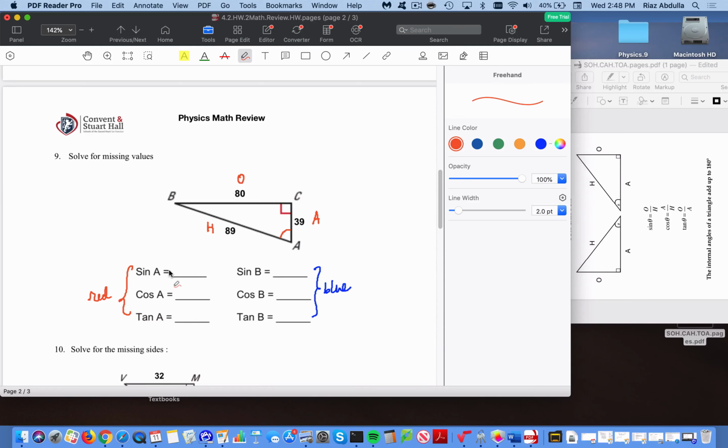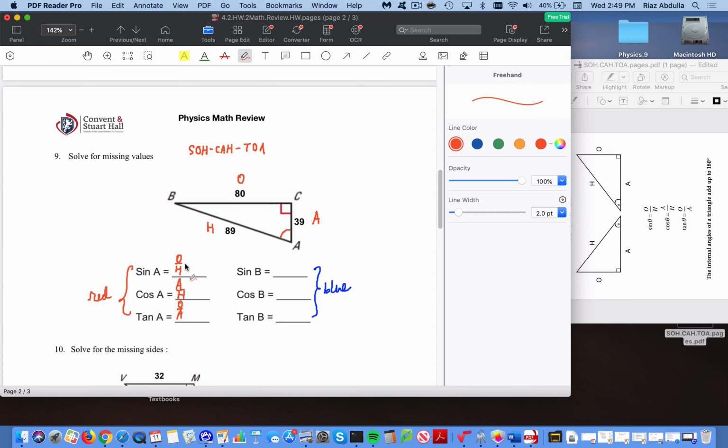So I want to get the sine of the angle. Using SOHCAHTOA, which says S-O-H, C-A-H, T-O-A, we know that the sine of A is going to be the opposite over the hypotenuse. We know the cosine is going to be the adjacent over the hypotenuse. And we know the tangent is going to be the opposite over the adjacent.